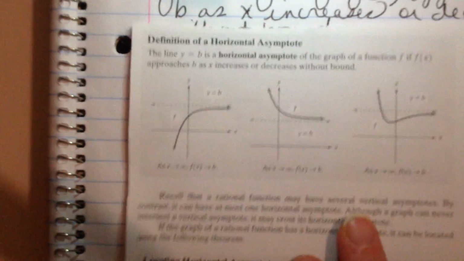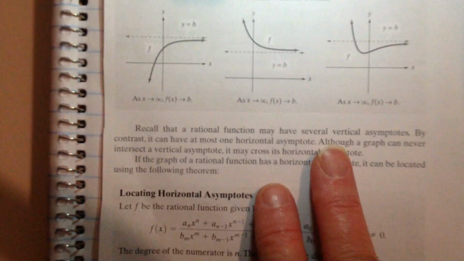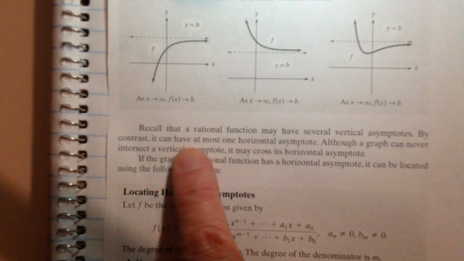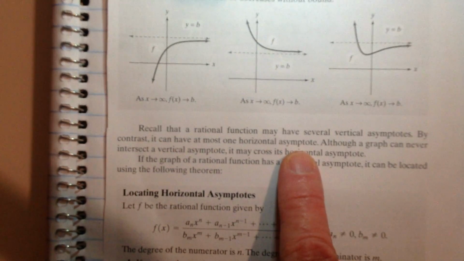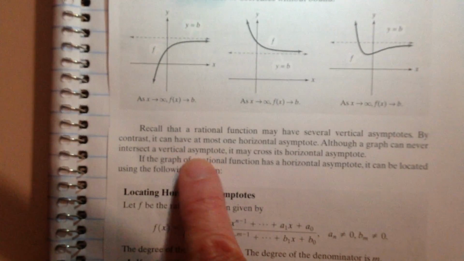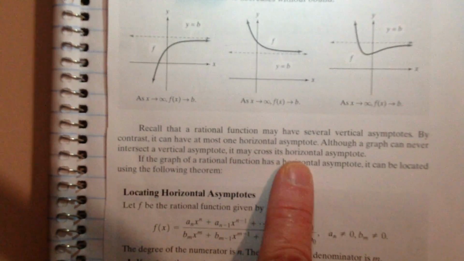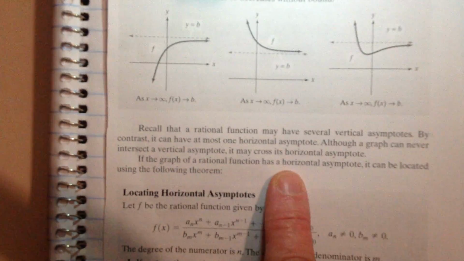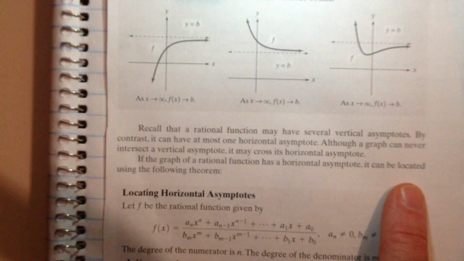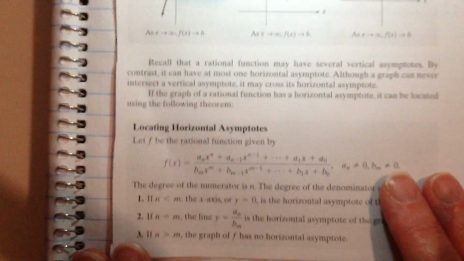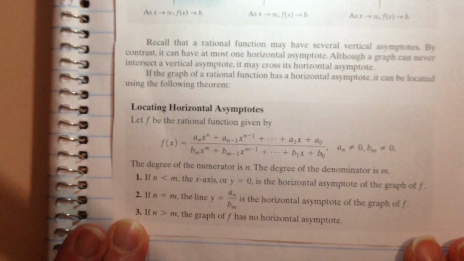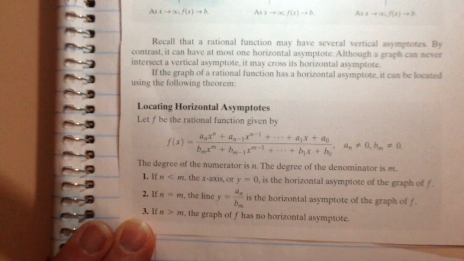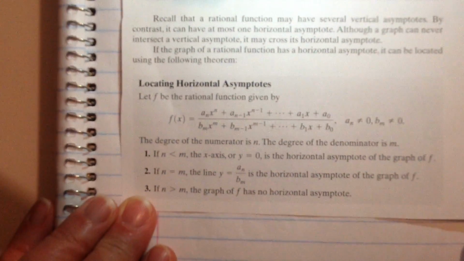Now, let's read. It says, recall that a rational function may have several vertical asymptotes. By contrast, it can have at most one horizontal asymptote. Although a graph can never intersect a vertical asymptote, it may cross its horizontal asymptote, as in this example. If the graph of a rational function has a horizontal asymptote, it can be located using the following theorem. Looking at this theorem, we're going to be able to determine whether a function has a horizontal asymptote or not.